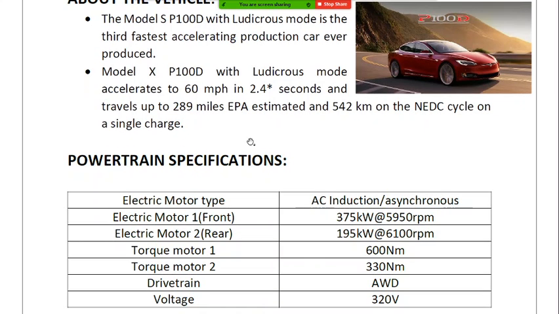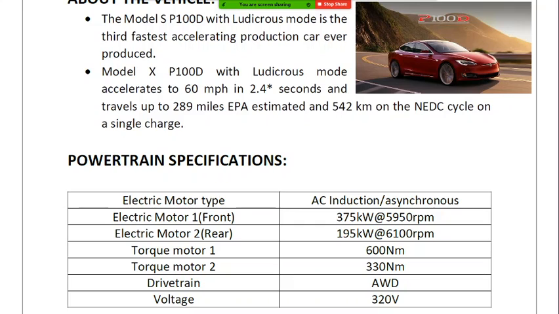In Tesla Model S, the electric motor type is three-phase AC induction, an asynchronous motor. It has two motors: motor 1 in the front and motor 2 in the rear. The front motor gives you power of up to 375 kilowatt at 5950 rpm. The rear motor gives you 195 kilowatt at 6100 rpm.